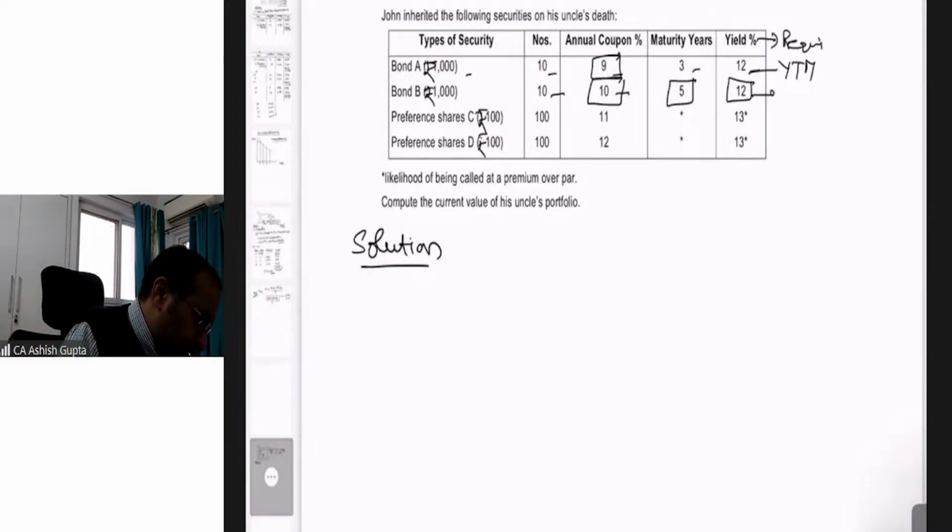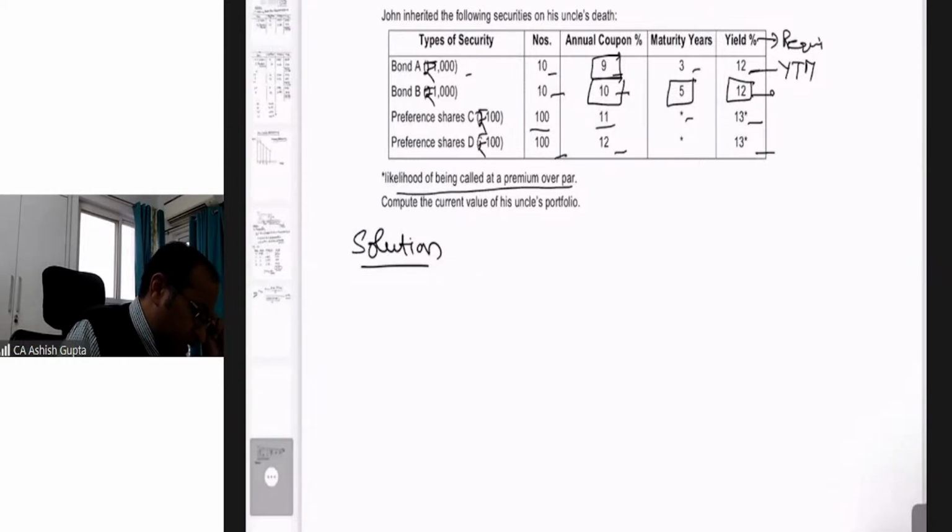Okay. Now next is preference share of rupees 100, 11%, and here it is written that it is likely to be called over the premium. But we shall not consider the premium because we don't know what it will be, because preference shares are normally never redeemed. Generally, they can be redeemed, but right now there is no chance of redemption, so we are not considering the yield. Here the yield is 10%. Preference share this and this.